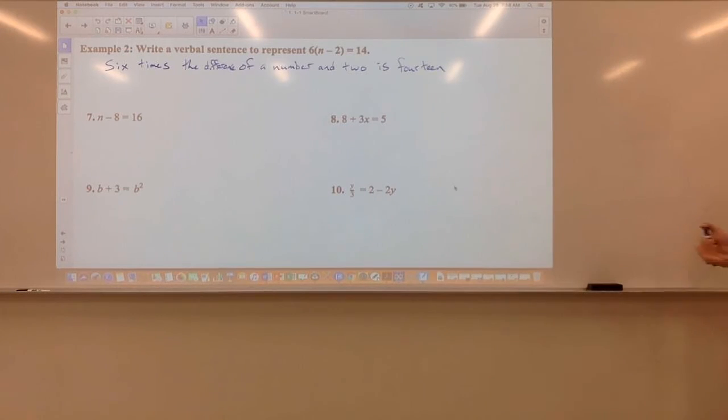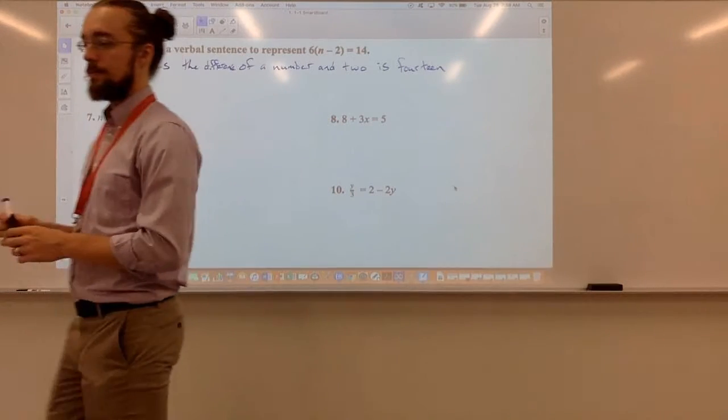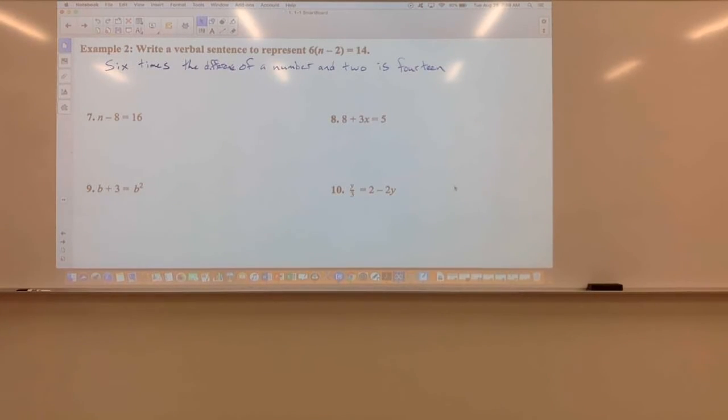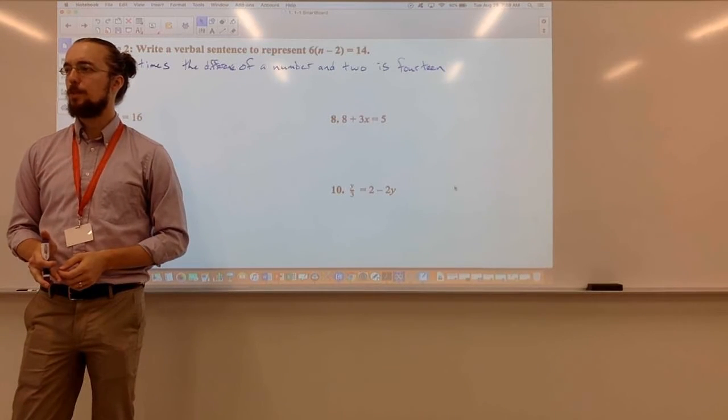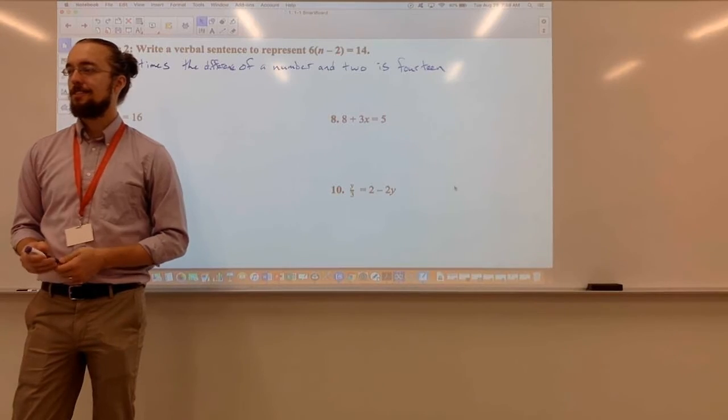6 times the difference of a number and 2 is 14. We have to write the numbers out? No, you can use the number in there. Like on a paper or something. What do you mean on a paper? Like if you're writing a paper for something. Oh, yeah. Is it less than 100? Is that what you're supposed to write? I was trying to remember.